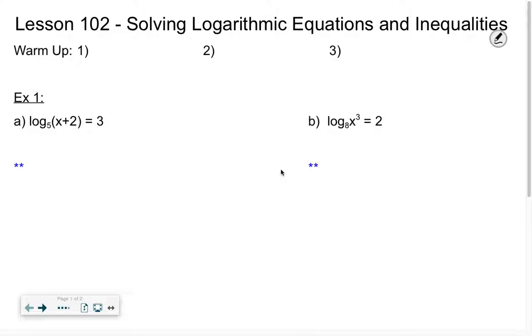A lot of logarithms, also including the equal sign, which means we're going to be solving for x for all these. Example number 1, log base 5 of x plus 2 is equal to 3. Okay. We're going to use the idea. It's an inverse property that we talked about a few days ago, probably a couple of weeks ago.